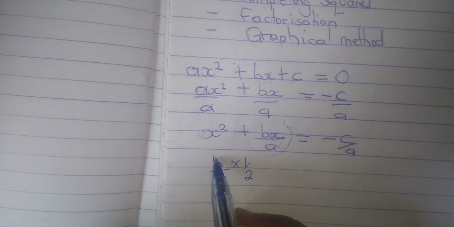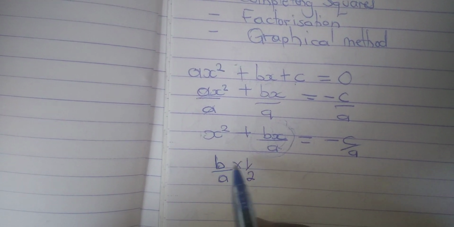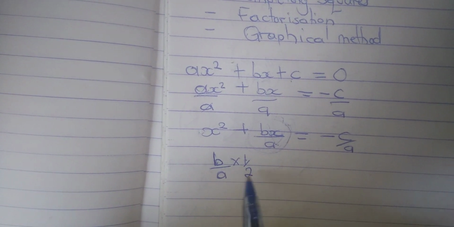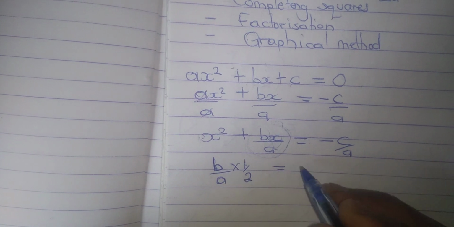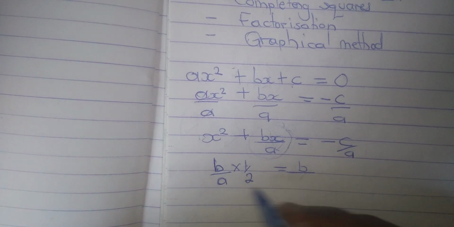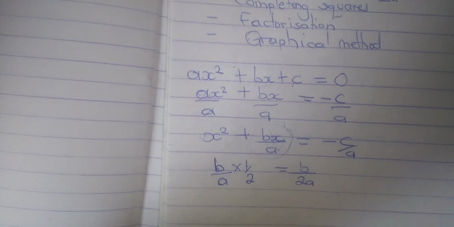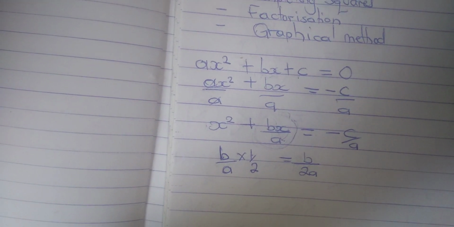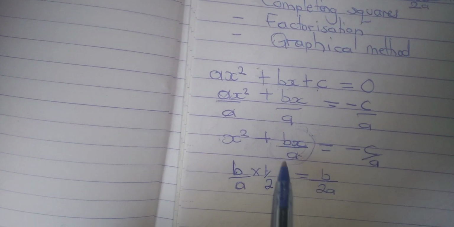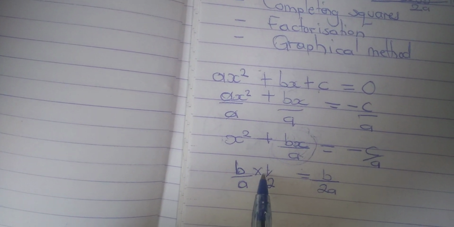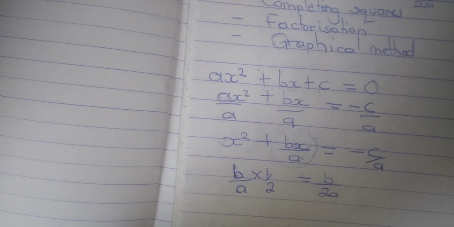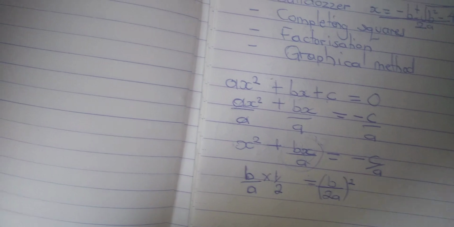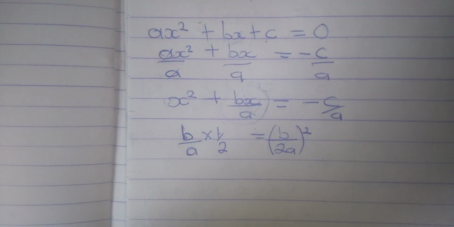When you multiply fractions, numerators are multiplied separately as well as the denominators. So we say b times 1 is b, over 2 times a, which is 2a. We are looking at the position of the sum. We have obtained the coefficient, which is b over a, we have multiplied it by a half, and the answer we get, we have to square. So I've squared that answer.